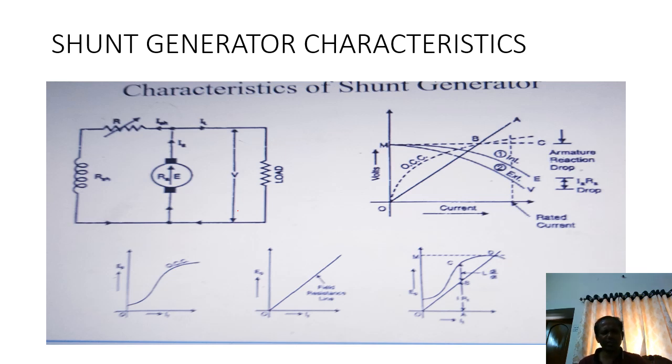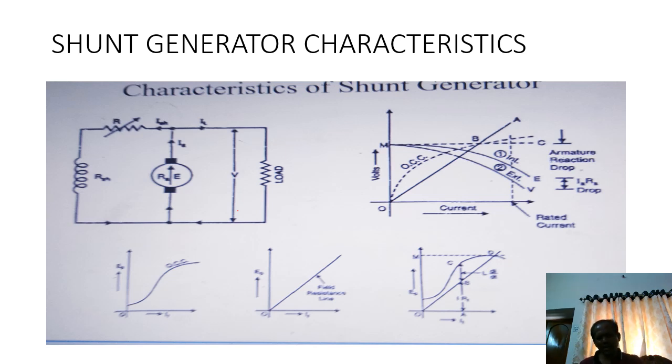Then more flux is produced, which causes more armature current to pass. Here the armature current will be divided into the shunt field current and the load current. So we have to see that under no load condition, when the load applied across these two terminals is removed, the shunt generator works under no load condition. At no load condition, the armature current is equal to the shunt field current. We are observing that under no load condition, the armature current and field current are the same.